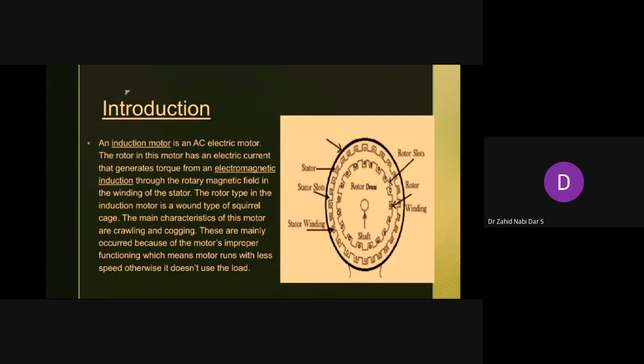And here we are using the squirrel cage induction motor. The meaning of squirrel cage is that at the end it has skewed end rings. In this induction motor, two undesirable effects occur that cause improper functioning of the motor: the motor running at a very low speed, known as crawling, and cogging. These are the two undesirable effects that occur. And we will see what crawling is.